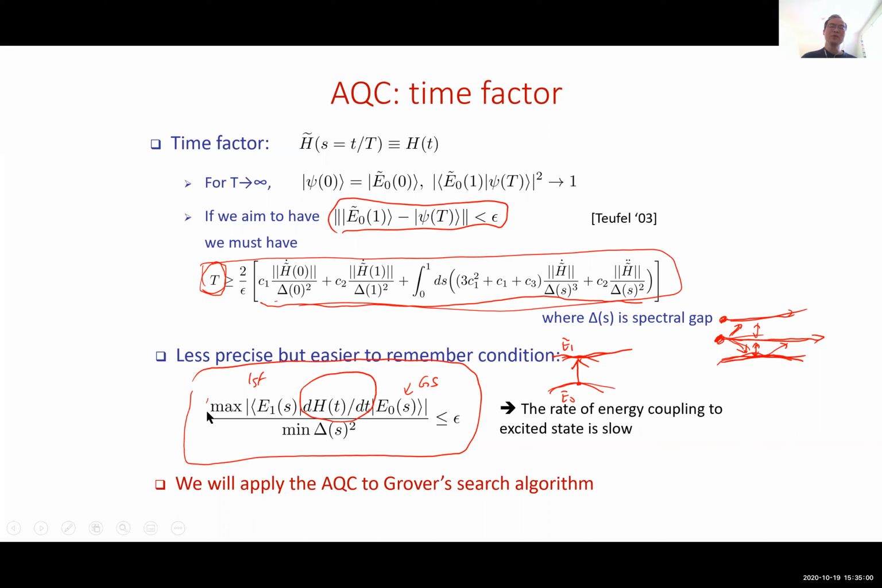Because we just want to give one number, I would choose the worst case scenario. I take the largest rate divided by the smallest gap squared. That could be a big number, and I want that big number to be smaller than my error threshold.